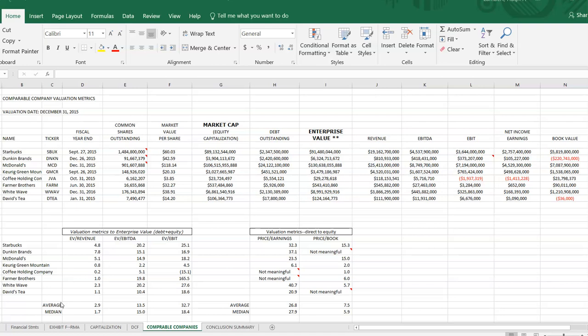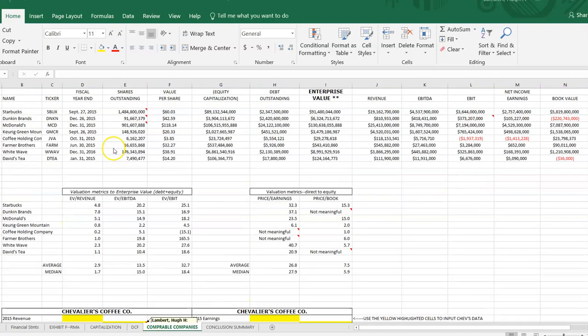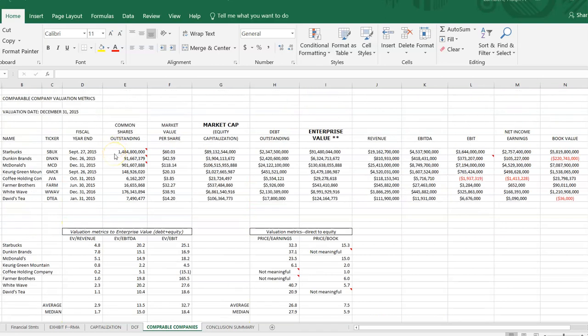We are going to now look into the innards of the comp company model, as in the Excel spreadsheet. So this is basically the Excel spreadsheet. I'm in the comparable companies tab down here, and you can see it's populated with a lot of data. There are a lot of cells to look at here. So we're just going to walk through what's in the body of this spreadsheet, so you'll know how to use it for the project.